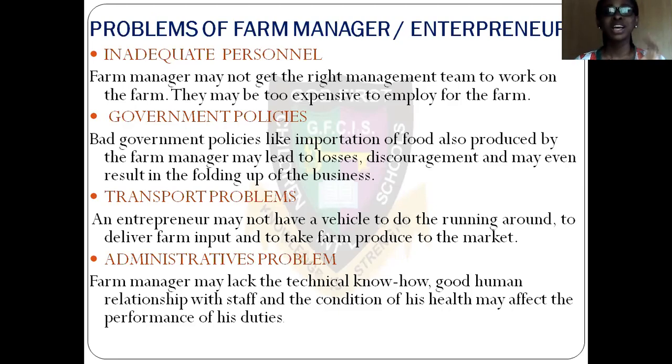Transportation problem. An entrepreneur may not have a vehicle to do the running around to deliver farm produce and to take farm produce to the market, and this becomes a problem.